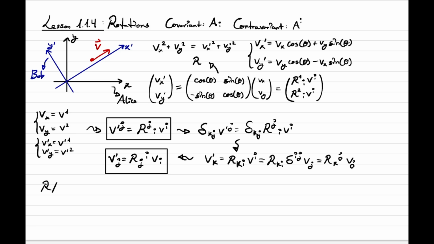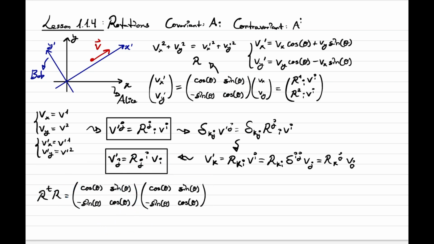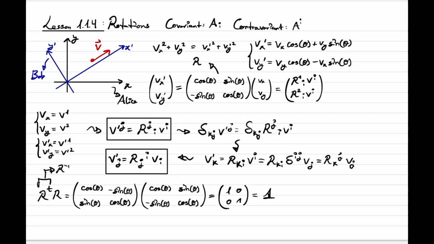So if we multiply R transposed times R, I'm going to copy this really fast. And we have in the left hand side the transpose. Now you can check that if you perform this matrix multiplication, you obtain the identity matrix. So the transpose is the inverse of R.